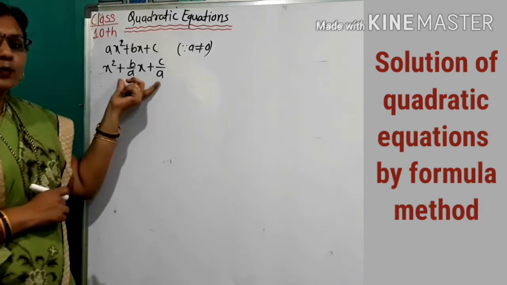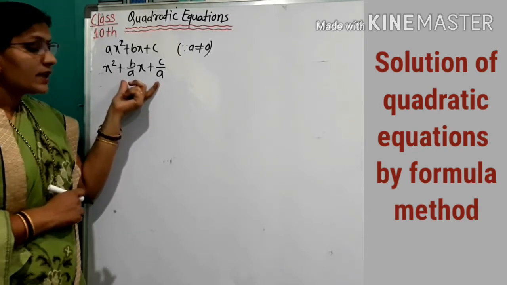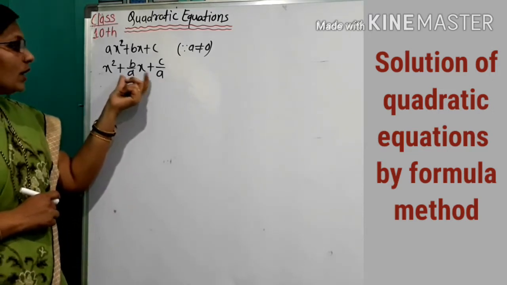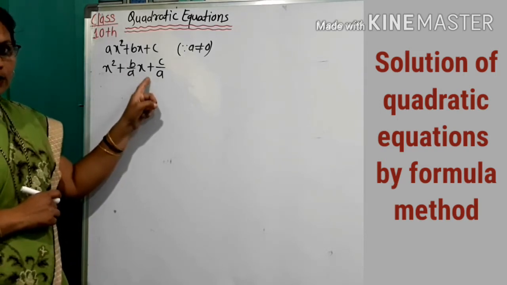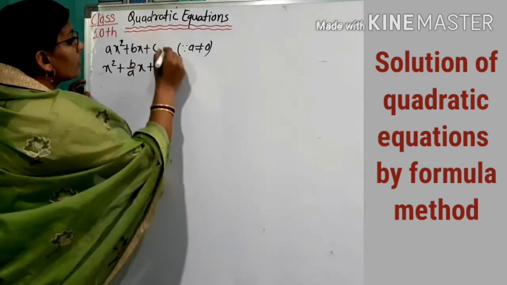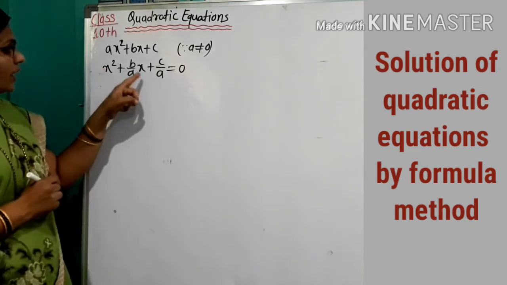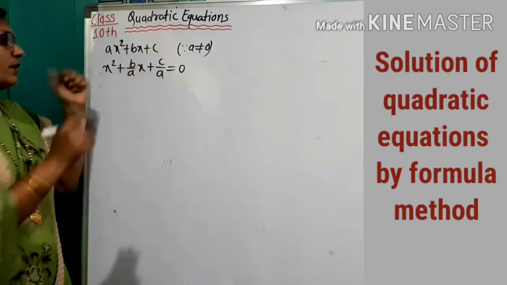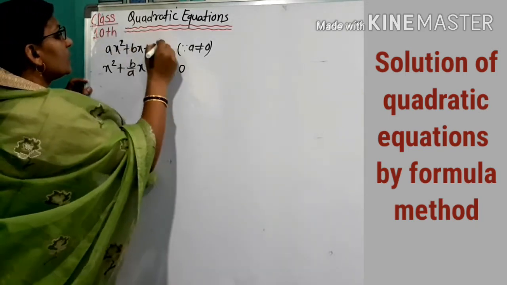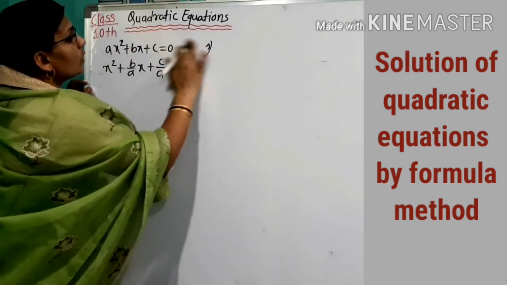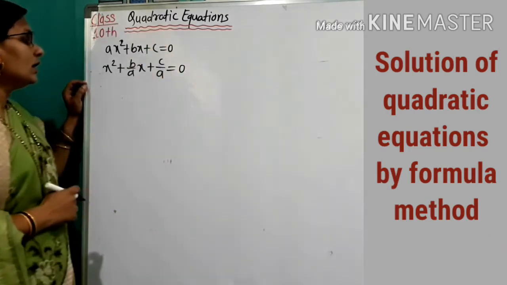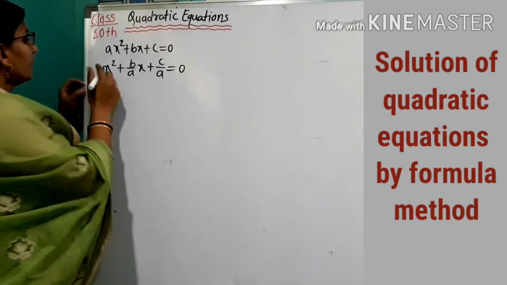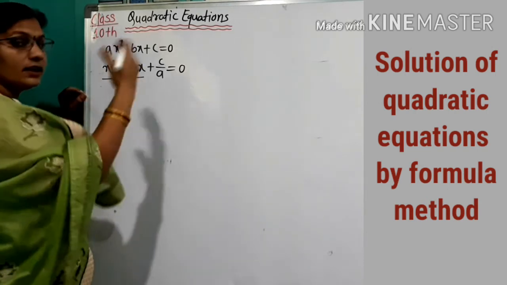If we convert this polynomial into a difference of two squares, then we have the solution of this polynomial. That is, the solution of x square plus b upon a x plus c upon a equal to 0 is equivalent to this equation, x square plus bx plus c equal to 0. So we find the two square numbers and their difference. Here take these two terms and find the third term.